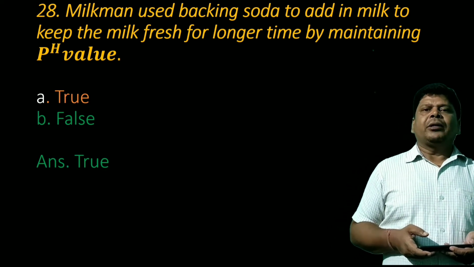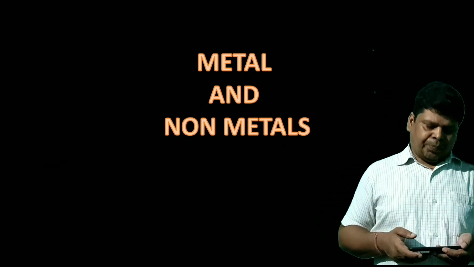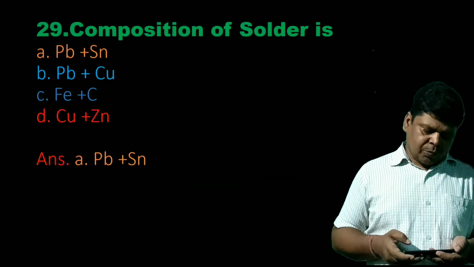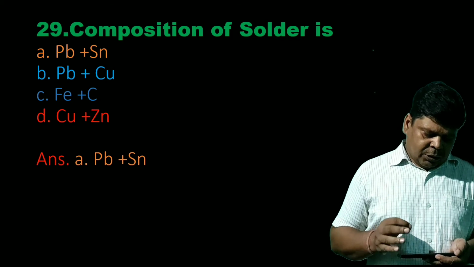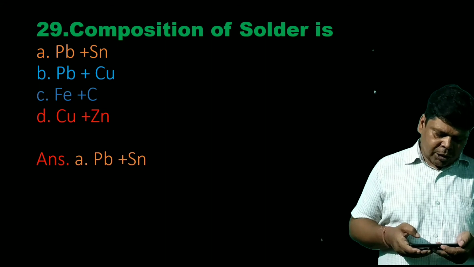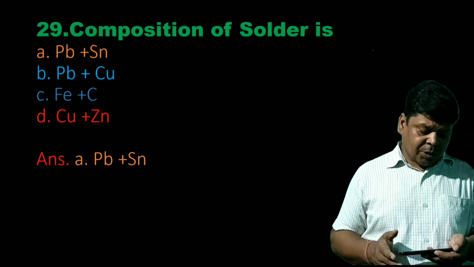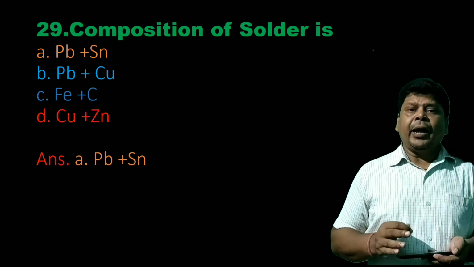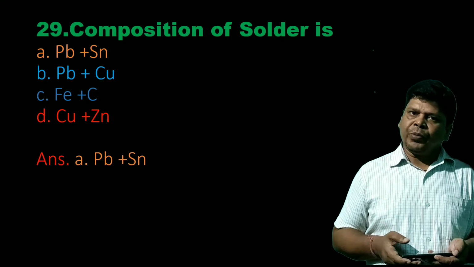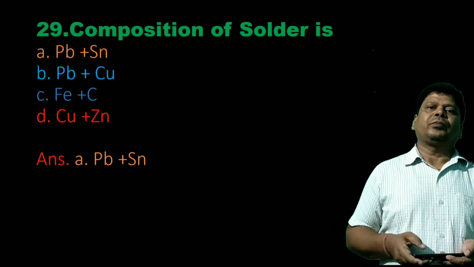Next segment is some questions related to metal and non-metal. I tried my level best to include some important questions of metal and non-metal. Here, the composition of solder is lead plus tin, lead plus copper, iron plus copper, copper plus zinc. Lead and tin, these are the two metals composed together to form solder. This is used for soldering and this is the correct one.